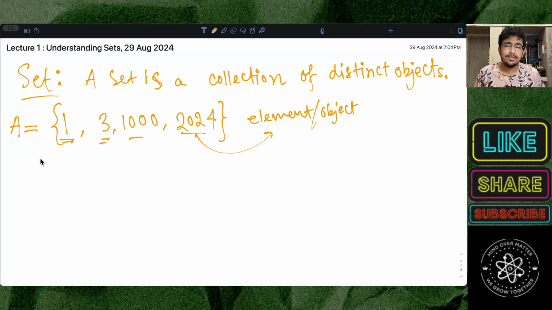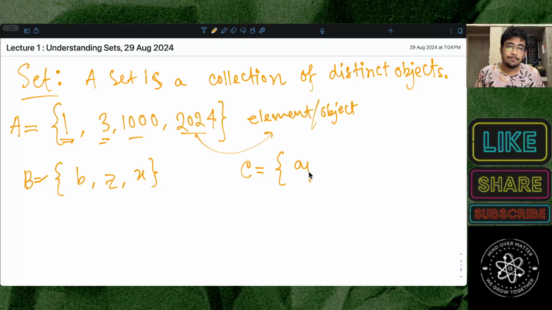It's not necessary that the elements are numbers, so I can form a set with letters also, suppose B, Z and X. Here the elements are alphabets, and this is also a set. I can also form a set with words, like a set of some fruits: apple, banana and strawberry. So this is also a set with three elements.